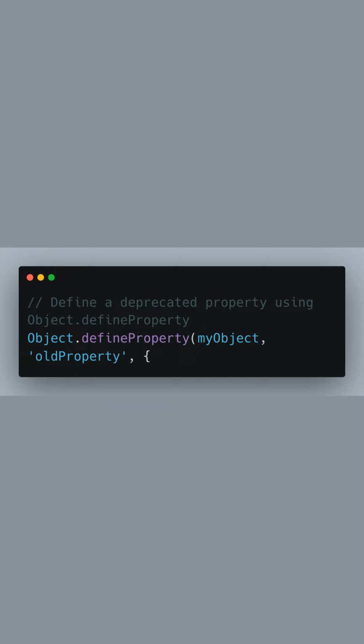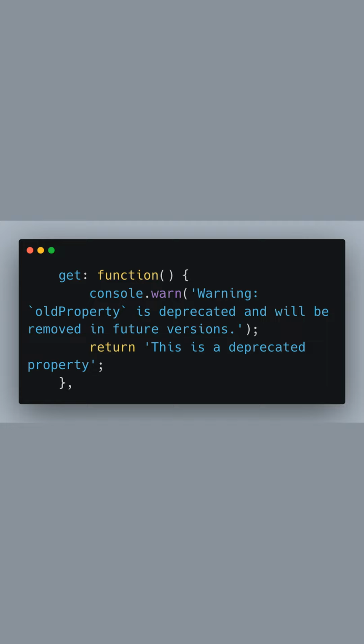We do this using Object.defineProperty, which allows us to define a property with custom behavior when it gets accessed. Inside the property definition, we specify a getter function. This function is executed whenever the property is read. In the function, we issue a warning to the console notifying users that old property is deprecated. Despite the warning, we still return the property's value.